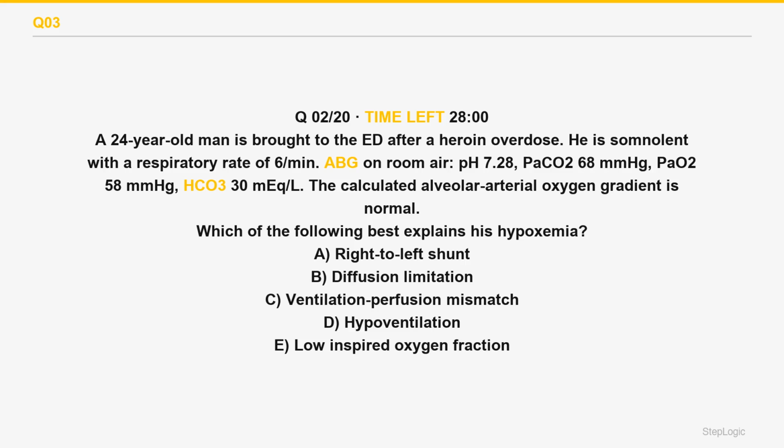Read the command: explain the hypoxemia. Opioid overdose, low respiratory rate, high PaCO2, low PaO2, and crucially, a normal A-a gradient.